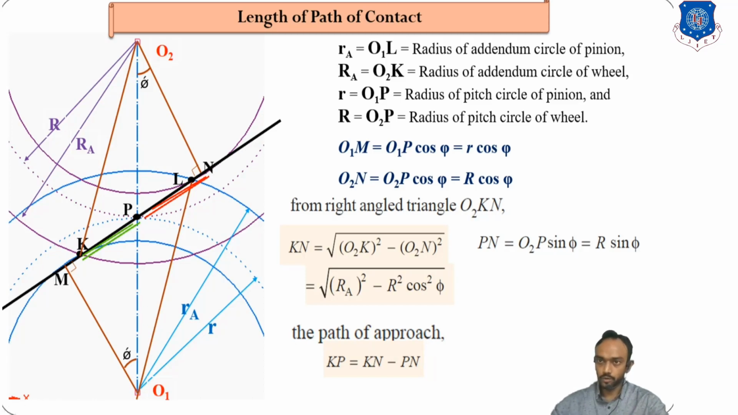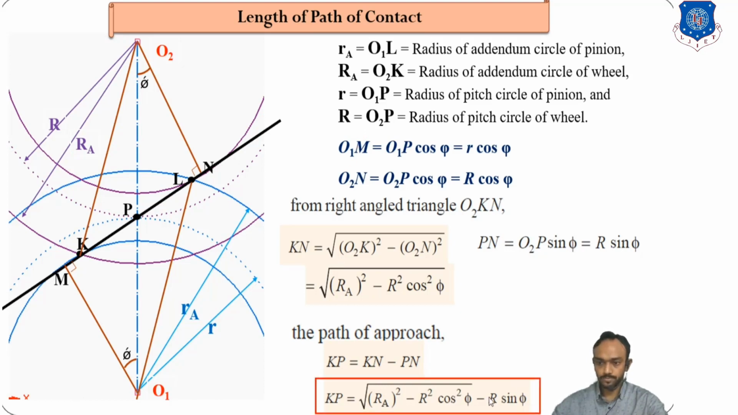So the total length of path is divided into two parts, path of approach plus path of recess. So you already know what the KN is. We have already derived this KN. And what is PN? It is capital R sin phi. Okay, so we have derived this length of the path of approach. Okay, this is the approach, and in the same way we are going to derive the recess.